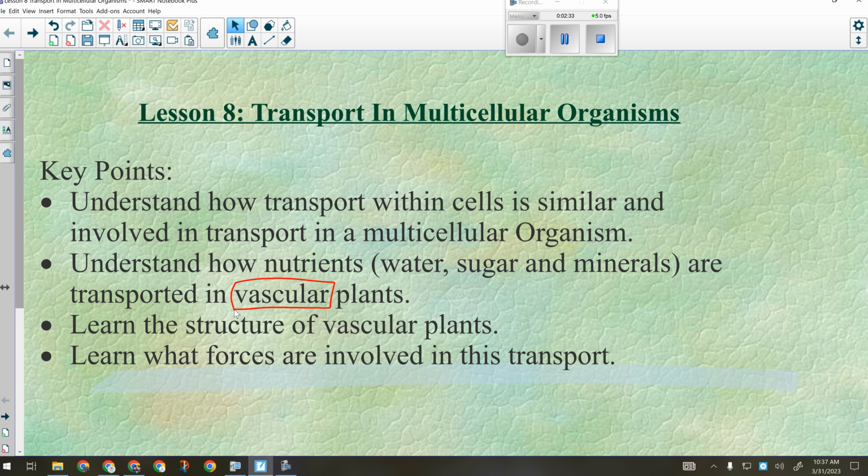That's why they dry out so quickly in the sun. Liverworts, hornworts, things like that are not vascular plants. That's why they grow right on the ground. Does that make sense? So vascular plants have the ability to grow vertically significantly. We're going to look at the structure of vascular plants, so the different parts, some of their survival tactics, and what forces are involved in the transport of water and sugar in plants in particular.